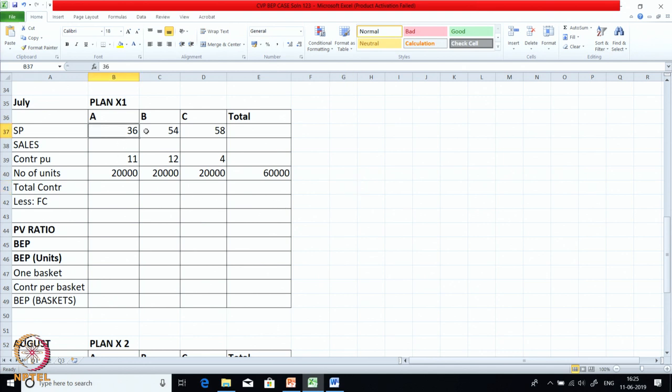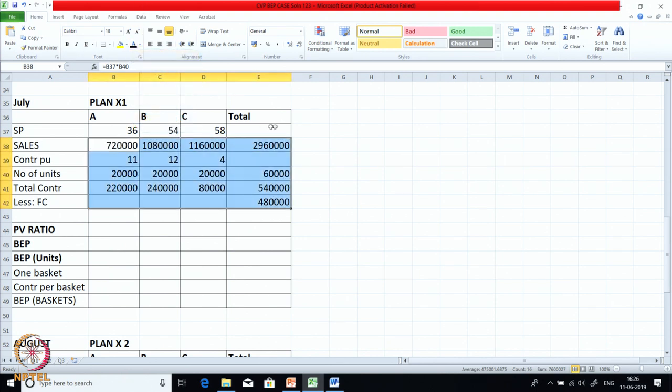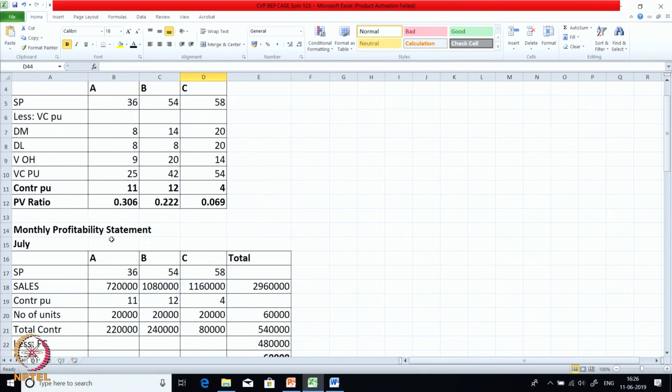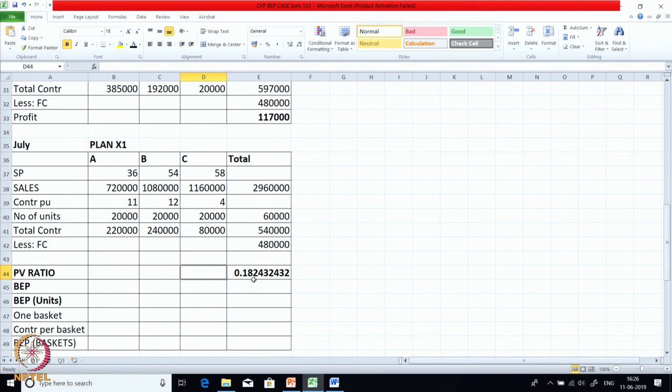So, you know the sale prices of A, B, C, you know the contribution, you know the number of units. Please compute BEP. How will you go ahead? I think this much part is known to you. We have already calculated the profit for the month of July, which is plan X1. You even know the BEPs. The only difference now is, instead of calculating the PV ratio of A, B, C, which we had done earlier, now we are trying to calculate the PV ratio for the month as a whole, treating it as a sales mix.